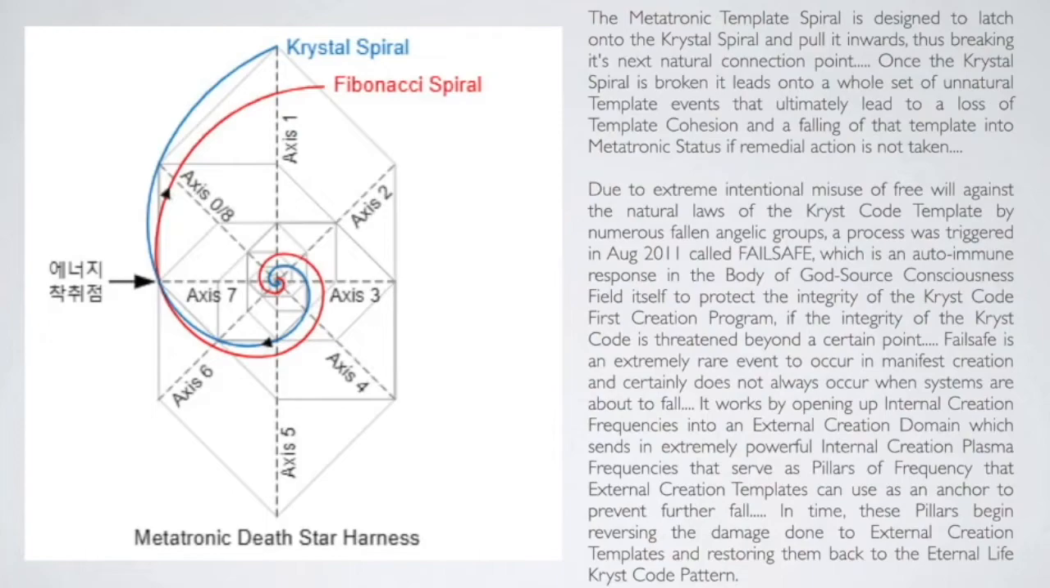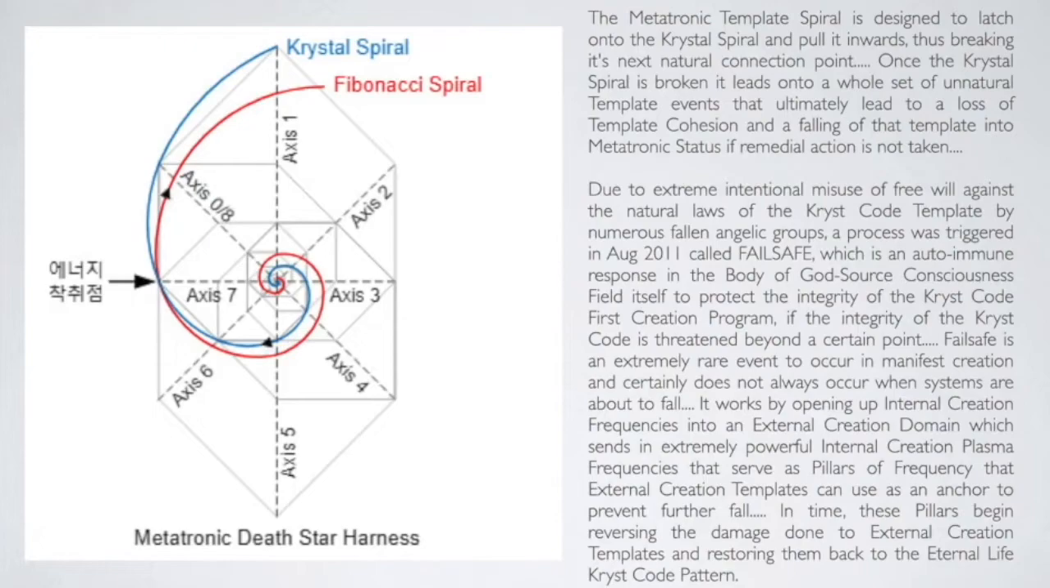Due to extreme intentional misuse of free will against the natural laws of the Kryst code template by numerous fallen angelic groups, a process was triggered in August 2011 called failsafe, which is an autoimmune response in the body of God Source Consciousness Field itself to protect the integrity of the Kryst code first creation program if the integrity of the Kryst code is threatened beyond a certain point. Failsafe is an extremely rare event to occur in manifest creation, and certainly does not always occur when systems are about to fall.